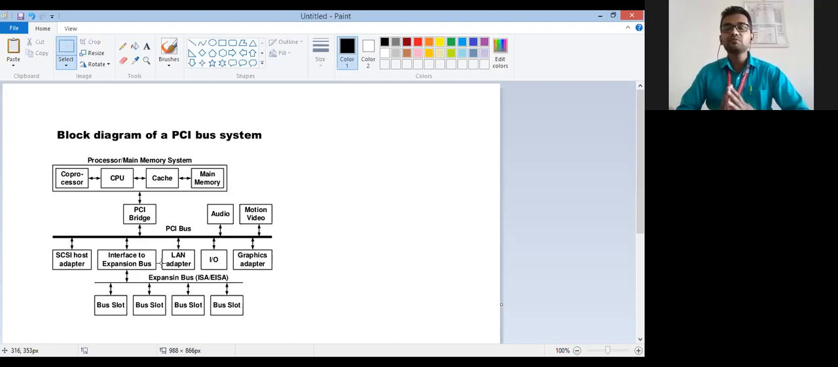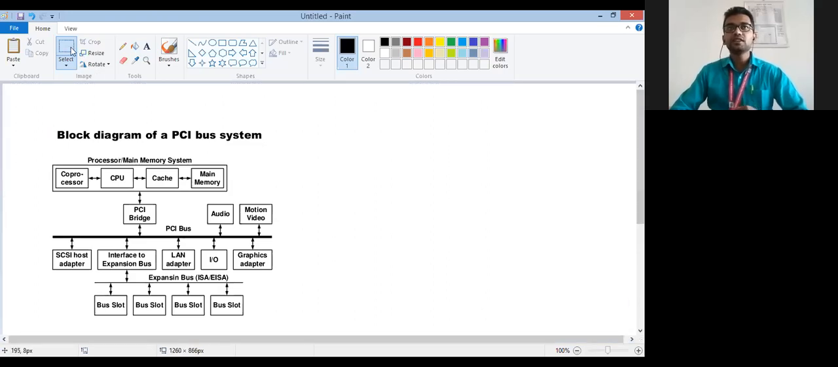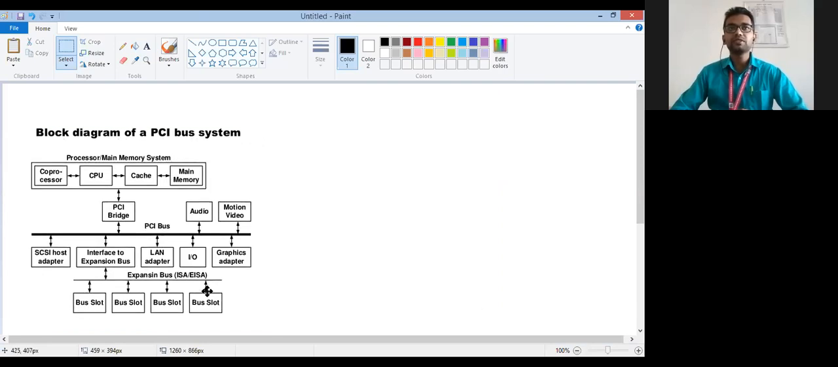These components cannot be connected using a single serial communication bus. That's why we require the parallel communication protocol. That's why for computers we generally use PCI, that is peripheral component interconnect. This is a parallel communication protocol. We'll see its features one by one. But first of all, just understand this block diagram of your PCI system.